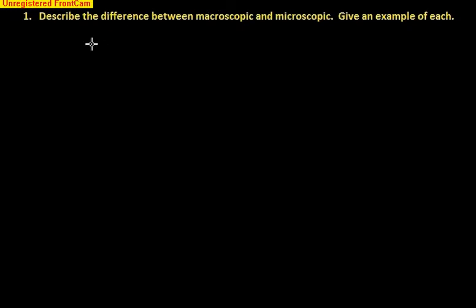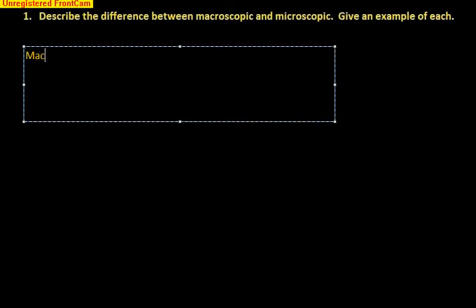Module 1. Describe the difference between macroscopic and microscopic. Give an example of each. Macro is defined as large. Micro is small.